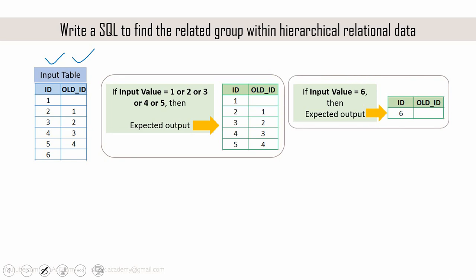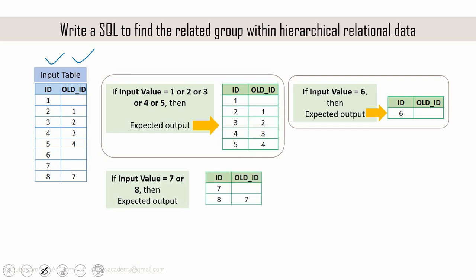Let us take one more example. There is one more ID called 7 and after some time it is renamed to 8. So 8's old ID is 7. In this case, if we pass either 7 or 8, then the expected result is that we should get two rows, one with 7 and the other row with 8. So basically we should get this set of records.